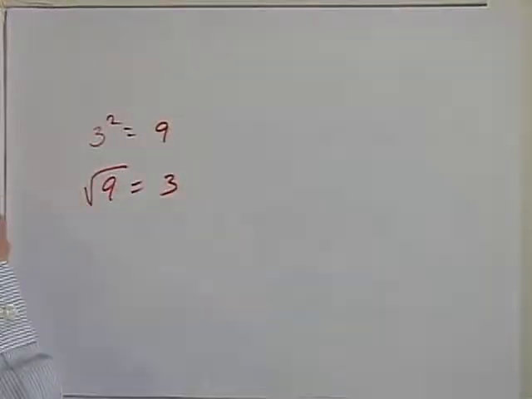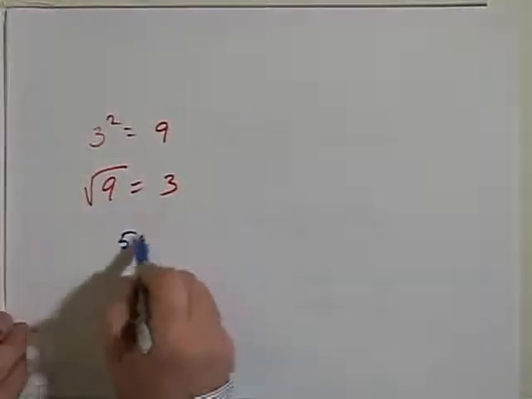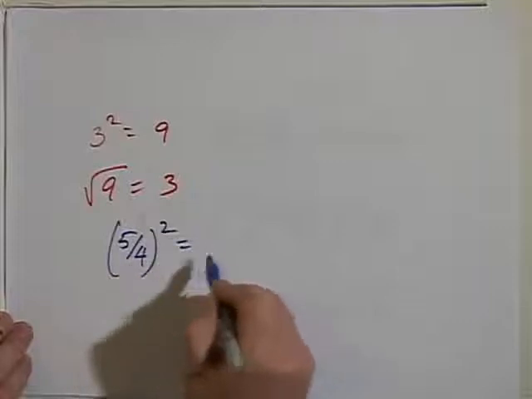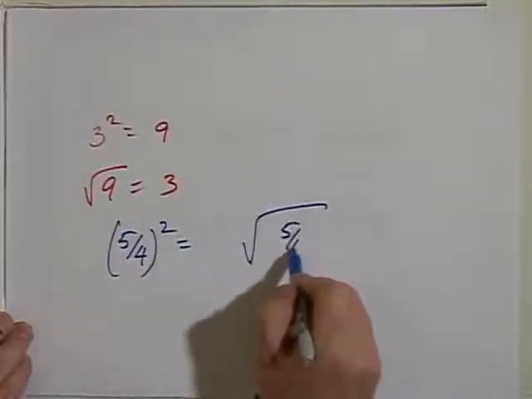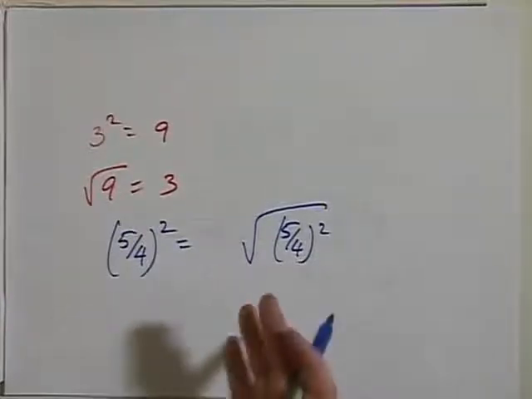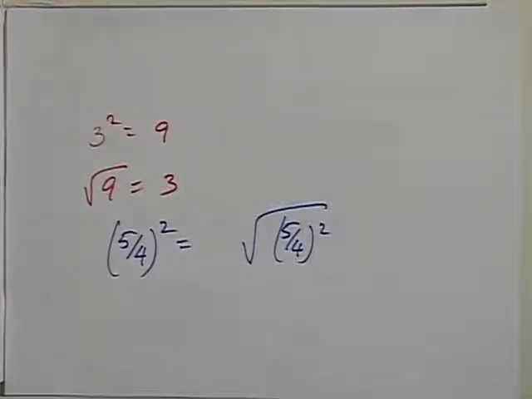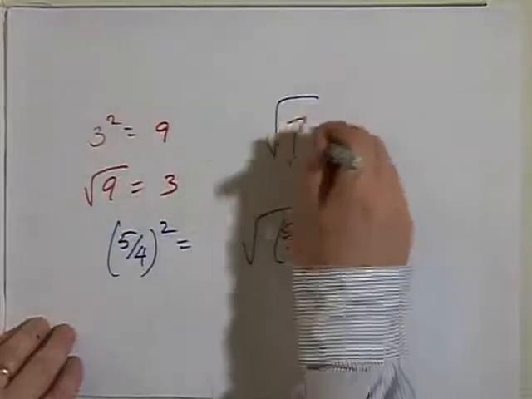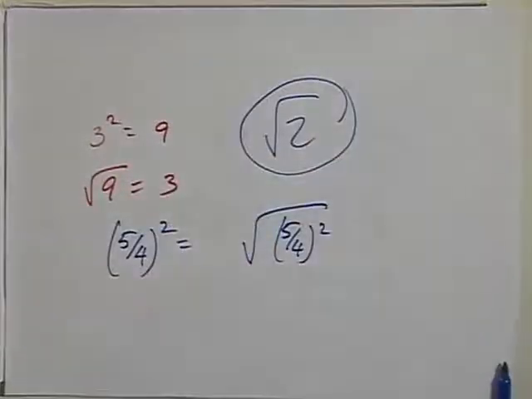Until somebody decided on squares. And they said 3 squared is 9. The square root of 9 is 3. And they even had things like 5 over 4 squared, and the square root of 5 over 4 was all fine. They were all rational, in a ratio, numbers. Until somebody tried to figure out what the square root of 2 is. Now I won't do this here.